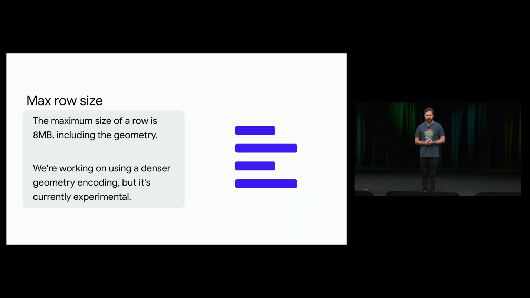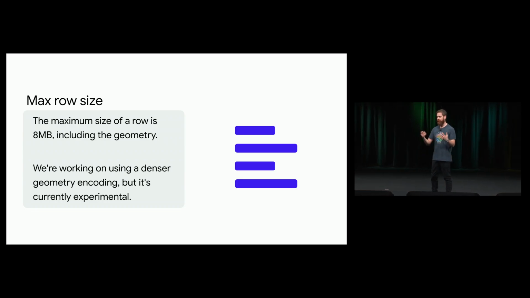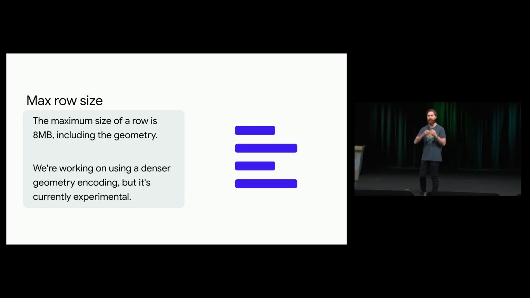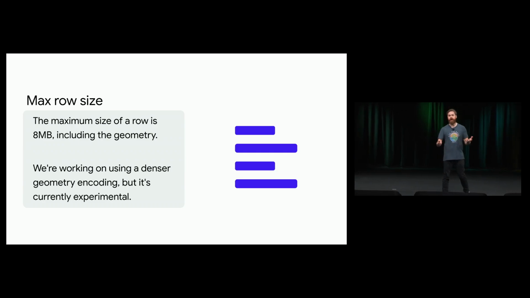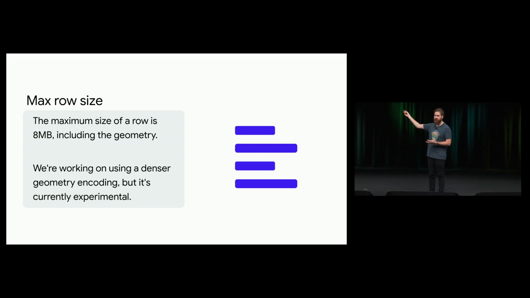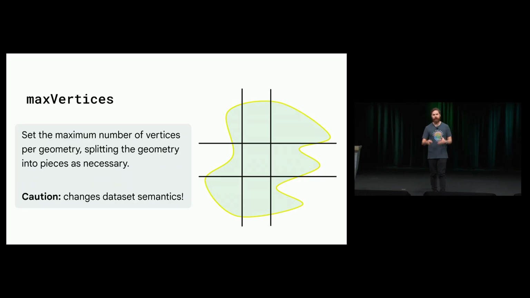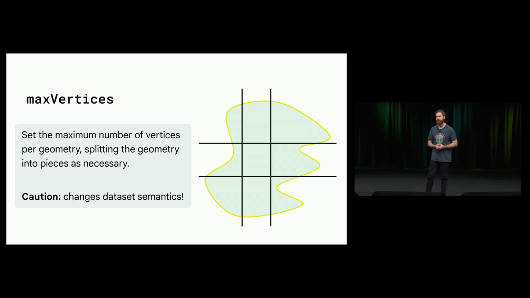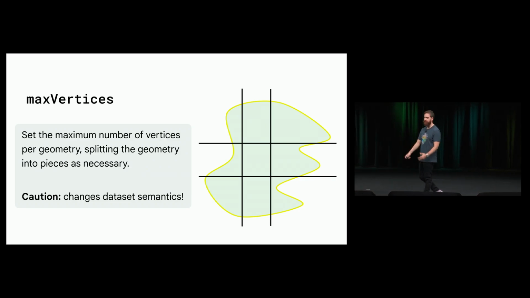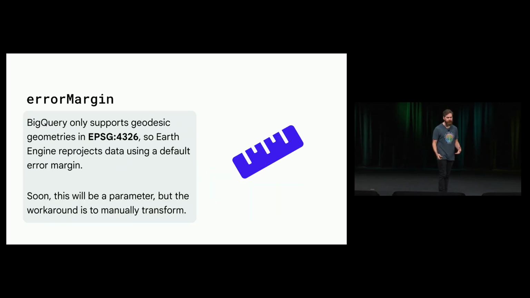There are some details about BigQuery. We're running out of time here. Just know that there are some limitations because it's that managed service, that batch task that's pushing data from one system into another. Just be aware that there are some limitations, both baked into BigQuery, like this maximum row size, as well as some that are from the Earth Engine side. So the number of vertices that you can export into a geometry is a setting that you can control, as well as the error margin for reprojecting data.